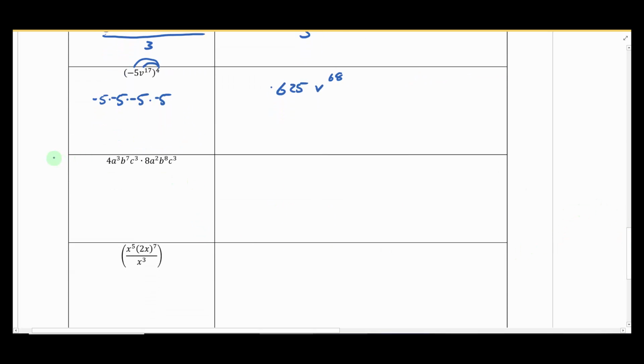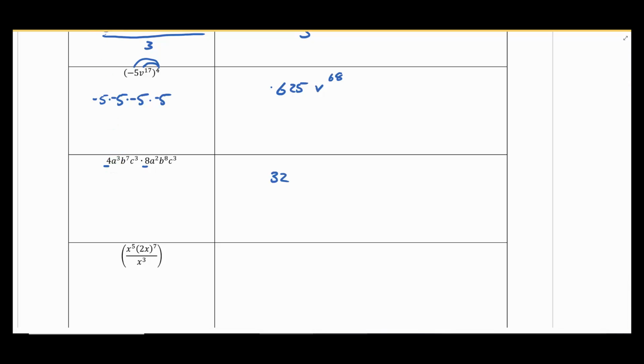The patterns help out. All right, so let's take a look at this one. There's a lot of pieces here, but I think we can handle this one. So I'd like to take a look at the numbers, right? So we have a 4 and an 8. Now remember, everything here is being multiplied. So I could do 4 times 8, and I know that's 32.